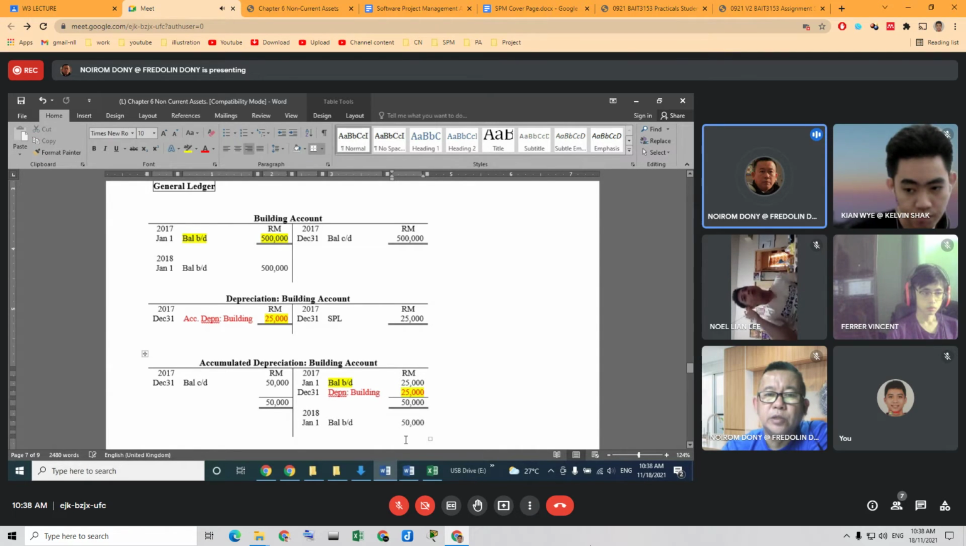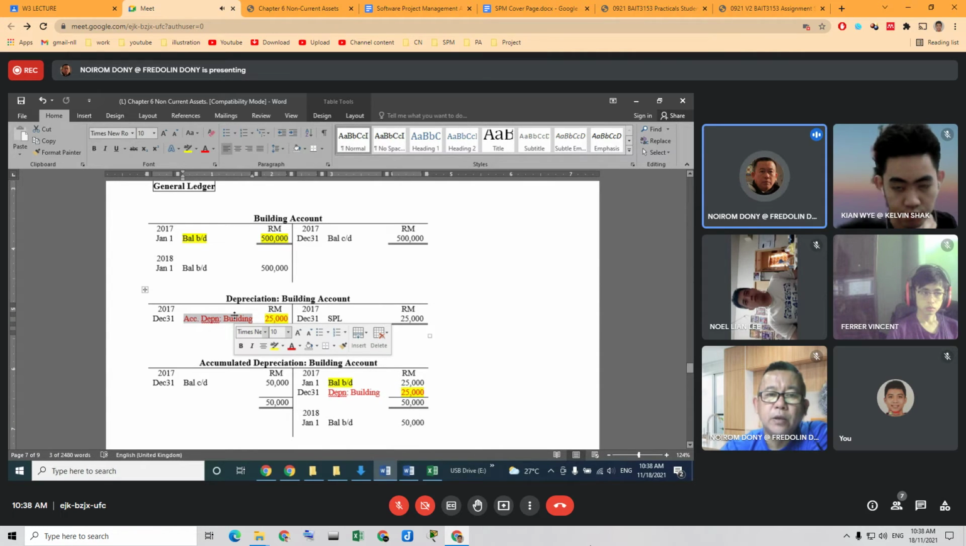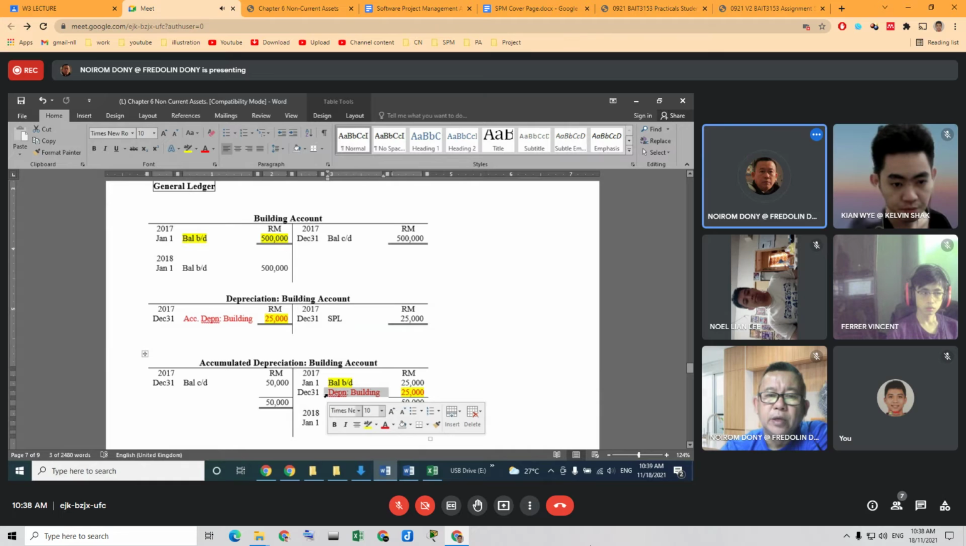So we are referring to the general journal just now. 25,000 debit depreciation, 25,000 credit accumulated depreciation. In the depreciation account, the particular, you write down the name of the account that is being credited and the date, the last day of the year. In accumulated depreciation building, we write down the name of the account that is being debited.